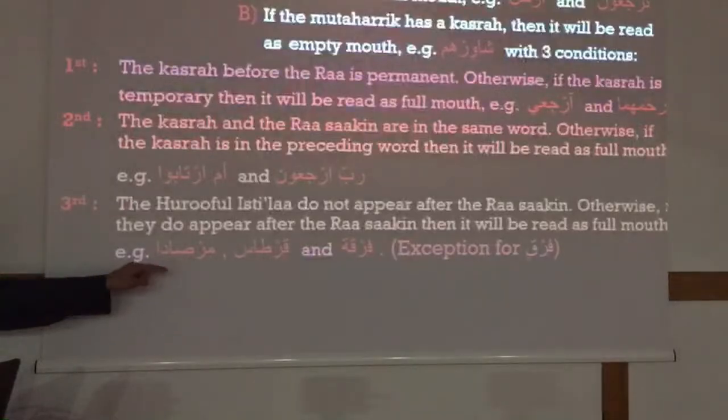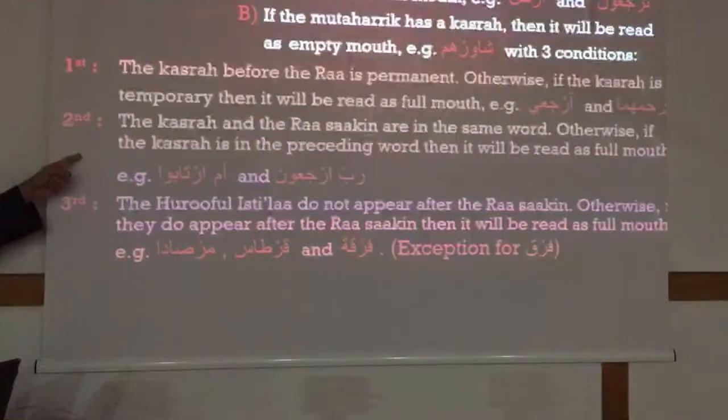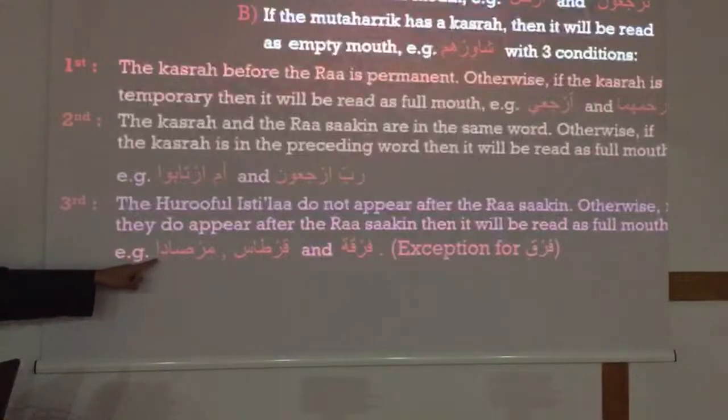So we'll understand by the example. Look at this example here. We have mir. When we just look at the word mir, we have mim kasra, and the kasra is permanent, yes? And we have the next letter ra sakin. Is the kasra and the ra sakin in the same word? Yeah. So far, the first condition is met. The second condition is met. But let's see, is the third condition met? Is there a huruful isti'la after the ra sakin? Yes, there's a letter sad.